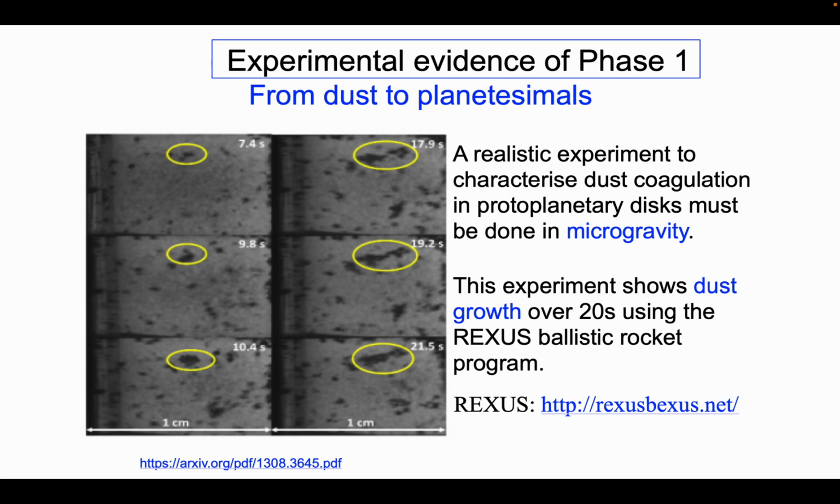So there is experimental evidence for planetesimal formation. A realistic experiment to characterize dust coagulation in protoplanetary disks must be done in microgravity. This is the result of a lab test where the experiment was done to show dust growth over 20 seconds using the Rexus ballistic rocket program. The link from where this slide is taken has been given.